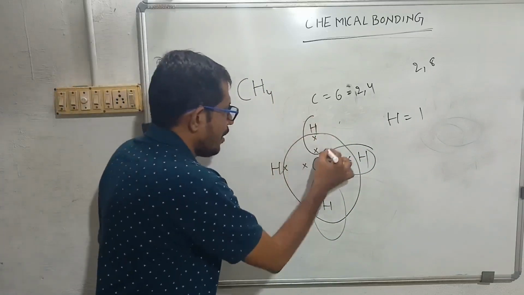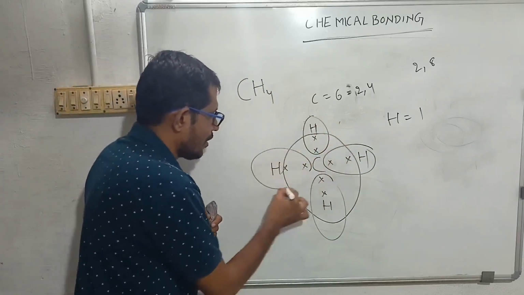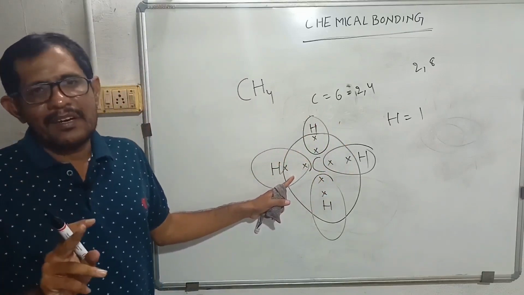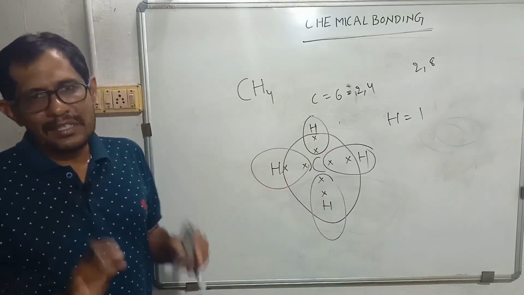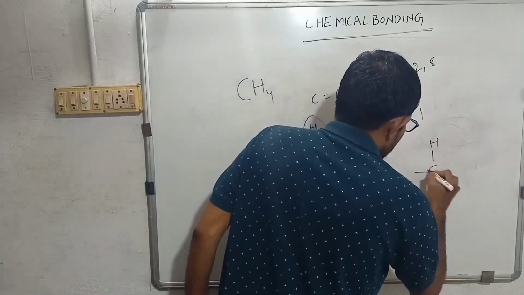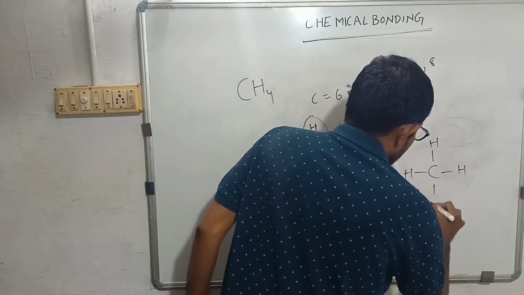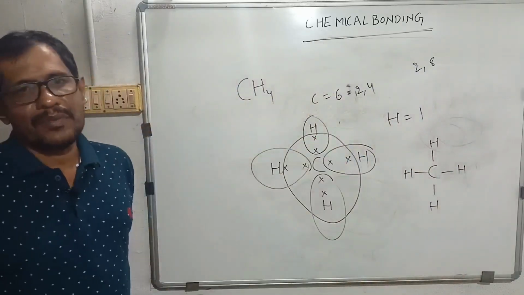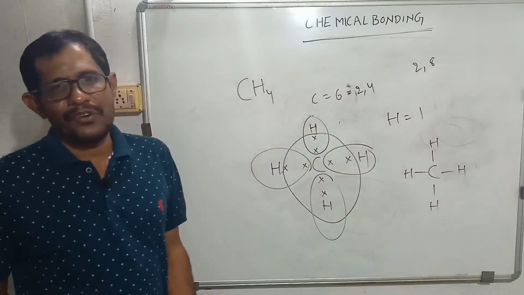Here we are going to draw like this. Here also we are going to draw like this. Here how many electrons are going to be shared? Only 2 electrons. 1 pair of electrons is sharing over here. That's why a single bond will come. So if you write the bonding over here, C with H, H, H, H. So this is the covalent bonding structure of methane. We'll simply write CH4, right?